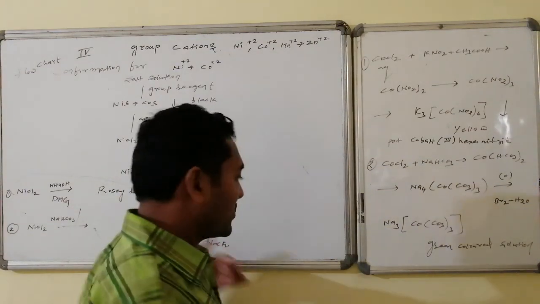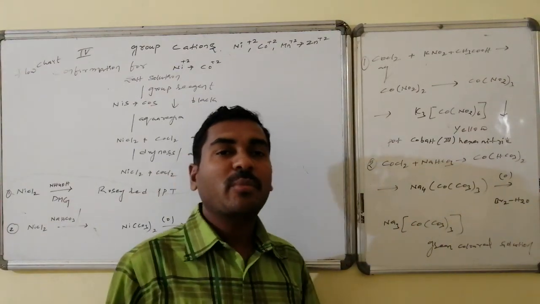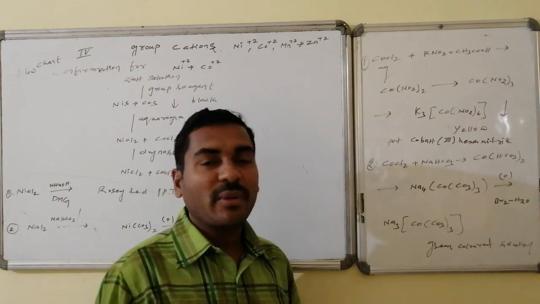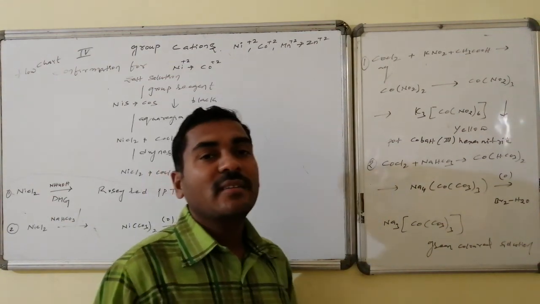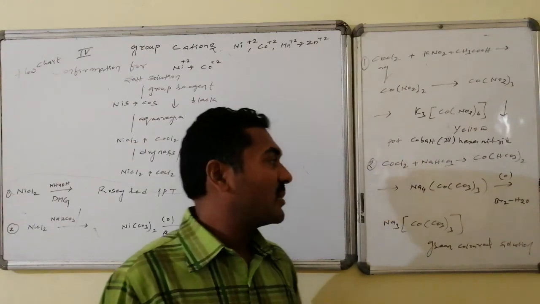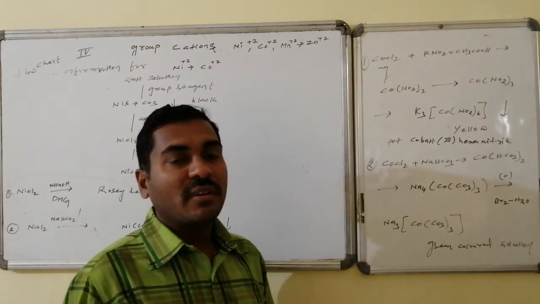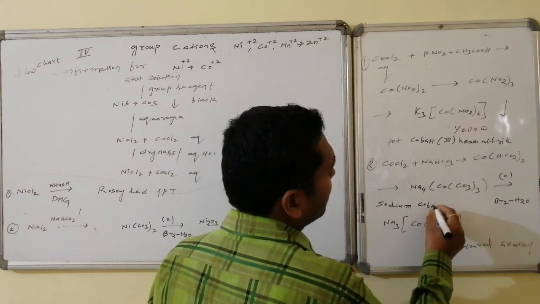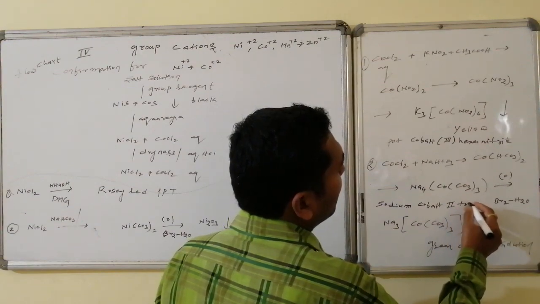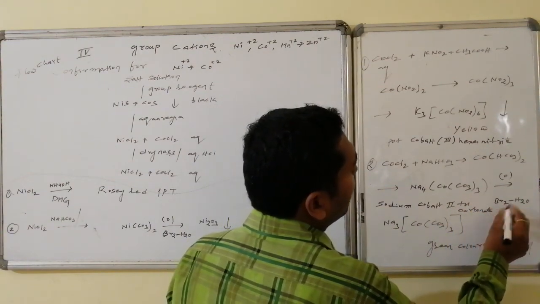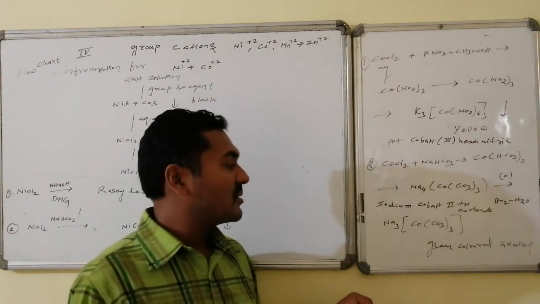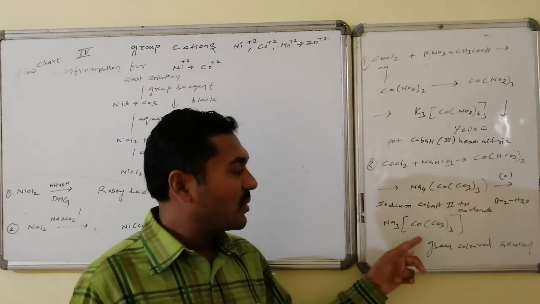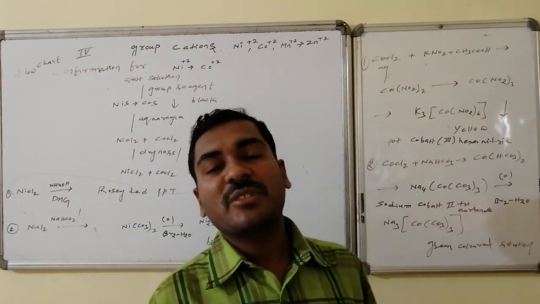And the second test is similar to nickel here, reaction with sodium bicarbonate followed by oxidation. Cobalt gives cobalt bicarbonate first, and that on reaction with excess sodium bicarbonate gives sodium cobalt 2 tricarbonate. That on oxidation forms a green colored solution consisting of sodium cobalt 3 carbonate. Sodium cobalt 3 carbonate, which is of green color, confirms the presence of cobalt.